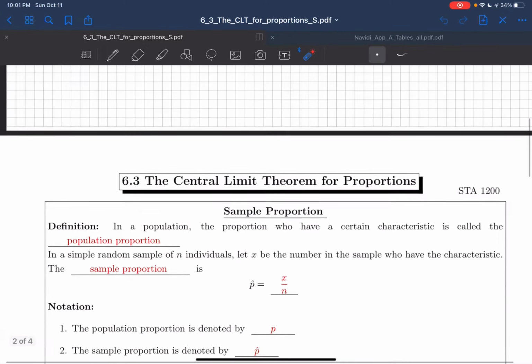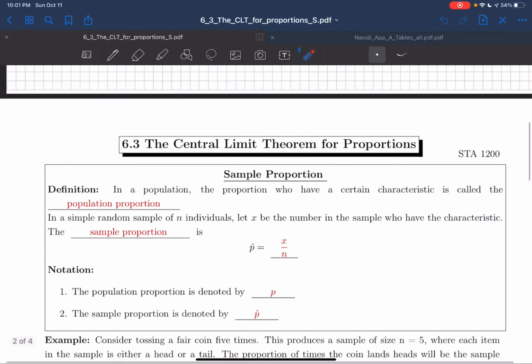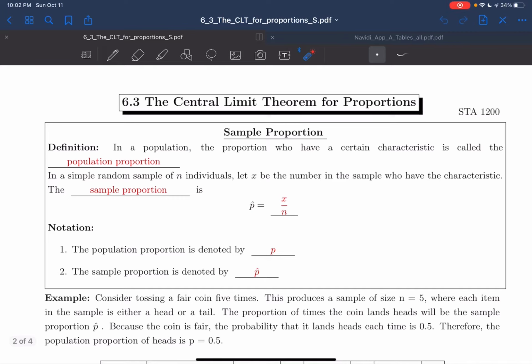So let's go over some definitions. In a population, the proportion who have a certain characteristic is called the population proportion. In a simple random sample of n individuals, let x be the number in the sample who have the characteristic. The sample proportion is p hat equals x over n.